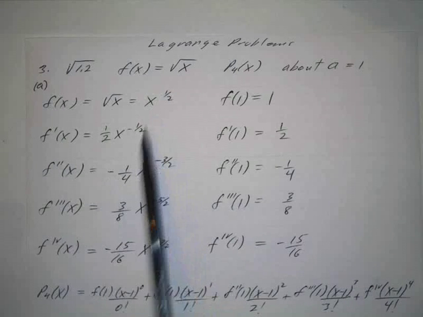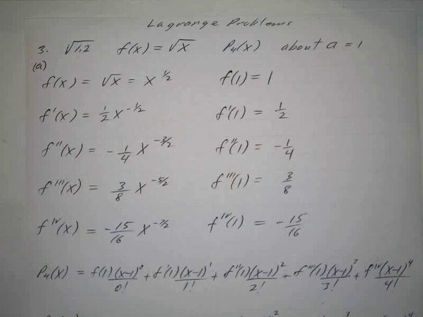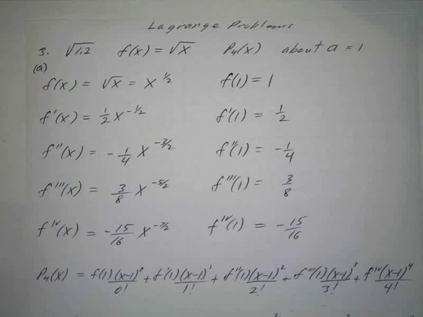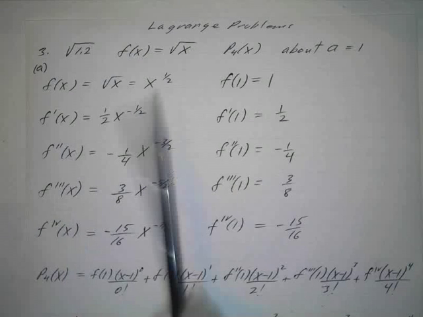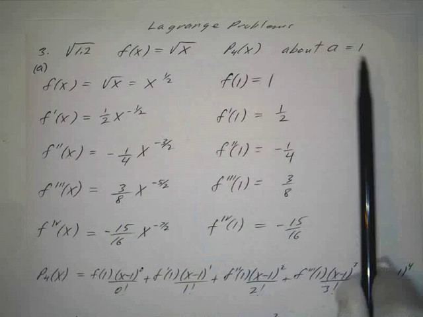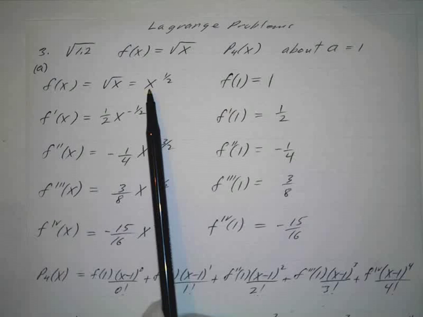This is a little easier to take the derivatives, but then the polynomial is a little more complicated. So, you gain in one, you lose on the other. All right. So first of all, I took my derivatives. So I'm going to use f of x. It's going to be about 1 to find the square root of 1.2. So I take all my derivatives.